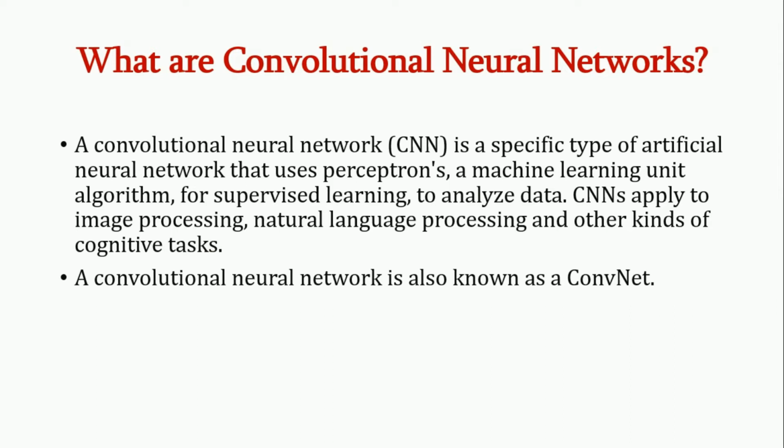What are convolutional neural networks? A convolutional neural network, CNN, is a specific type of artificial neural network that uses perceptrons, a machine learning unit algorithm for supervised learning, to analyze data. CNNs apply to image processing, natural language processing, and other kinds of cognitive tasks. A convolutional neural network is also known as convnet. CNNs are a regularized version of multilayer perceptron.